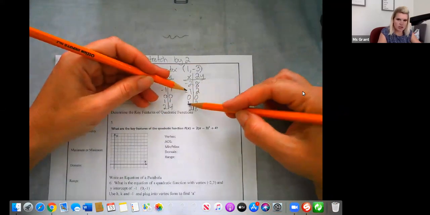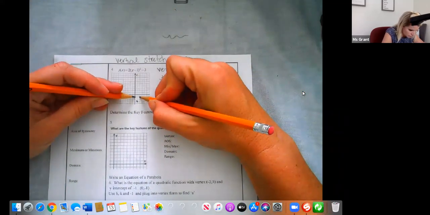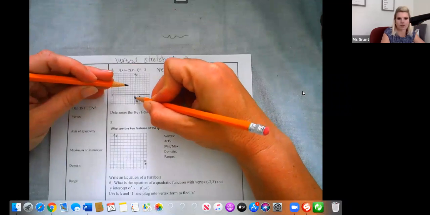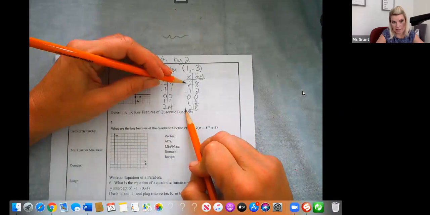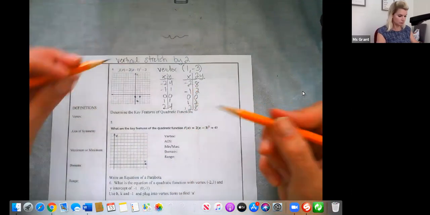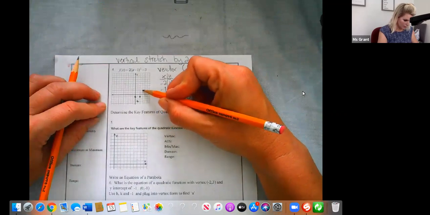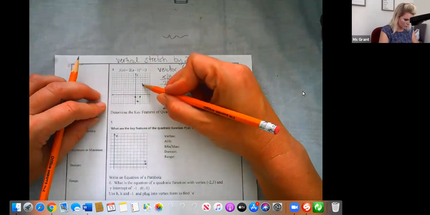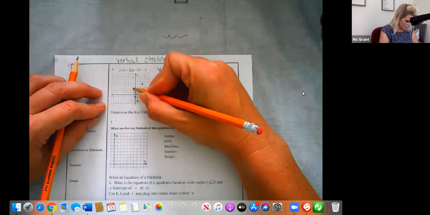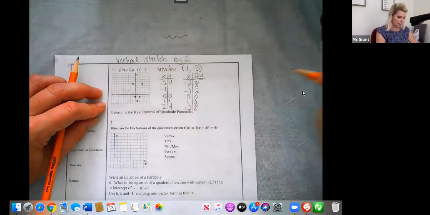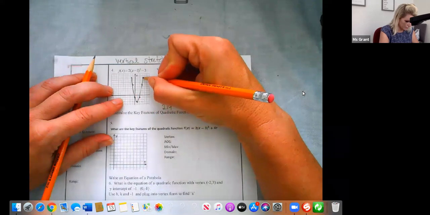1 to the left and right, 2 up. Okay. 2 to the left and right from my vertex, 8 up. 1, 2, 3, 4, 5, 6, 7, 8. 1, 2, 3, 4, 5, 6, 7, 8. Okay, so here's my skinny one with a 2 as my a.